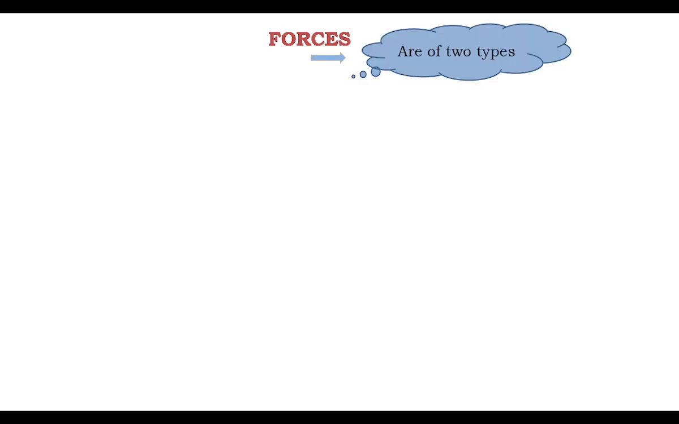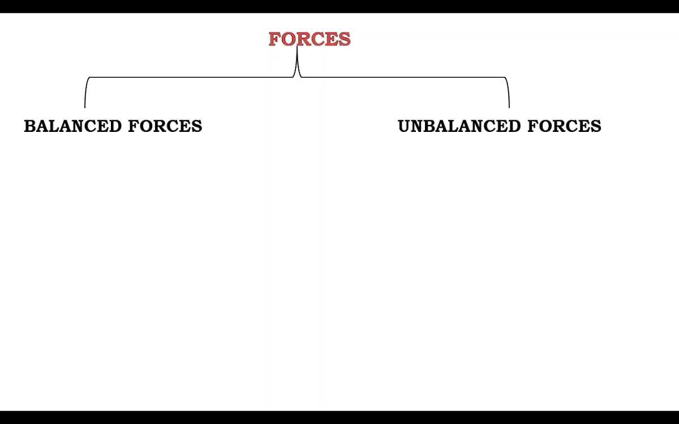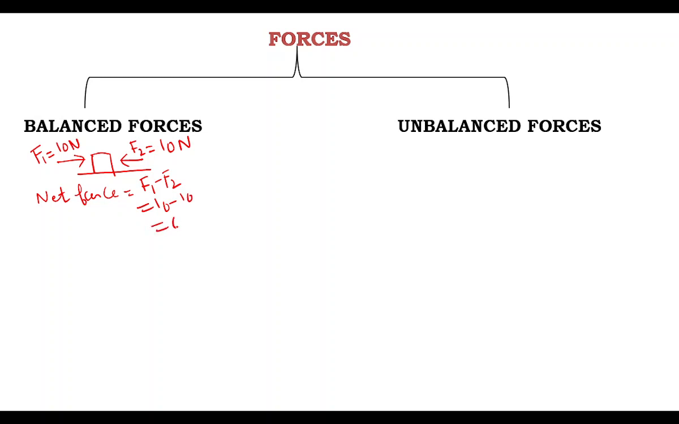So forces generally are of 2 types. One is balanced, another is unbalanced. तो balanced force जैसे dear children आपको इसके name से ही clear है. Generally, if one box is lying here and I am applying a force, suppose F1 I am applying 10 Newton. Newton is the unit of force, and on the other side I am applying force F2 equal to 10 Newton. So what will be the net force if I calculate? The net force will be F1 minus F2. That means 10 minus 10, that is 0.